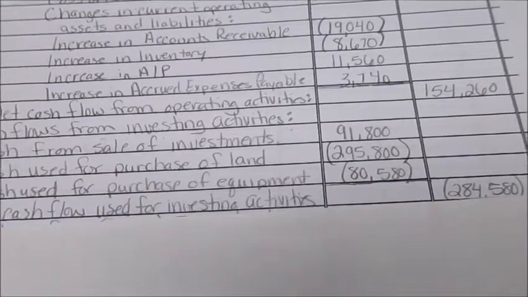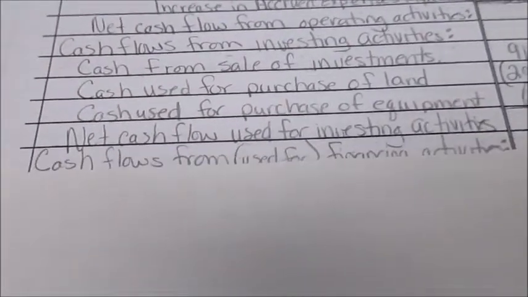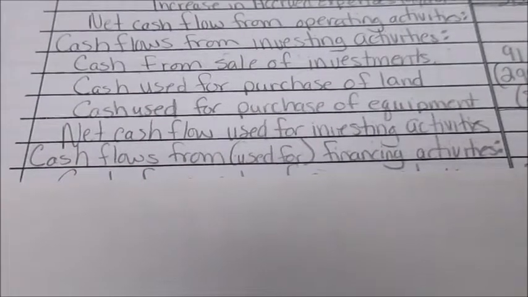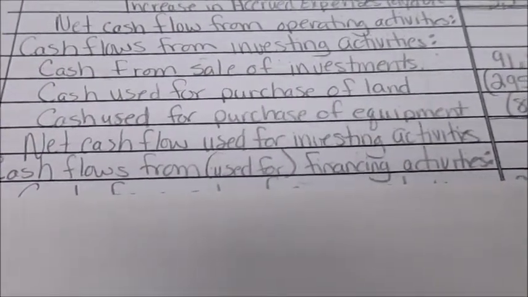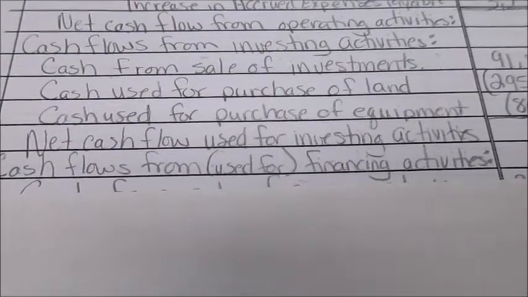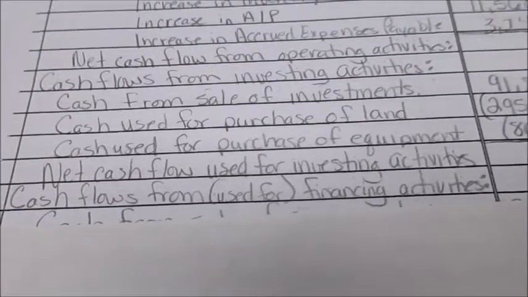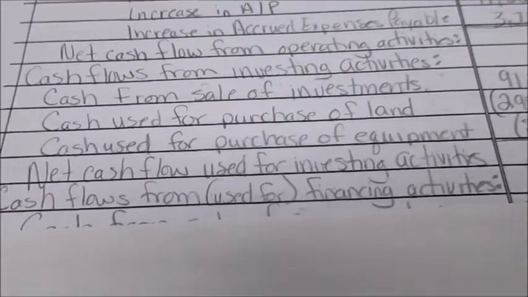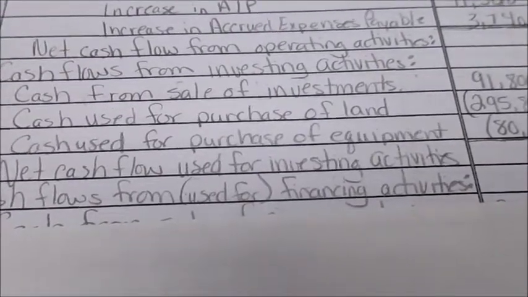So we have one more section to go, the cash flows from financing activities. Our next heading: cash flows from or used for financing activities with a colon. The first one on your note sheet says cash paid for dividends and then cash received from the sale of common stock. We're going to flip those and do common stock first.